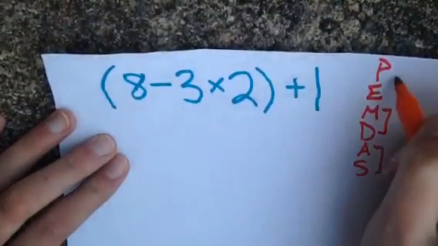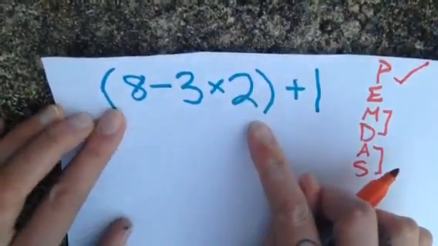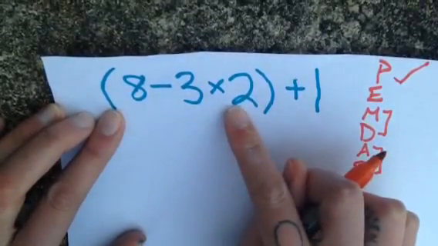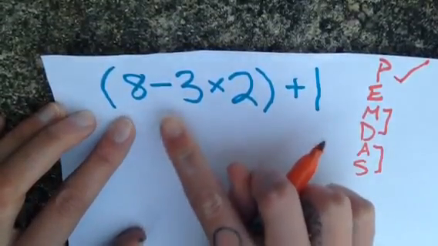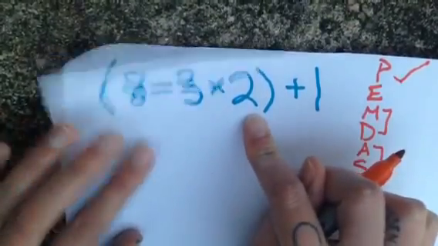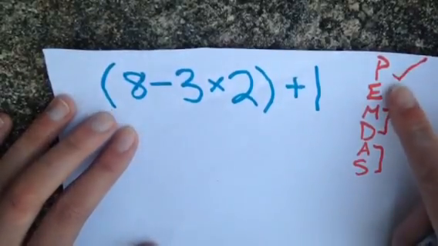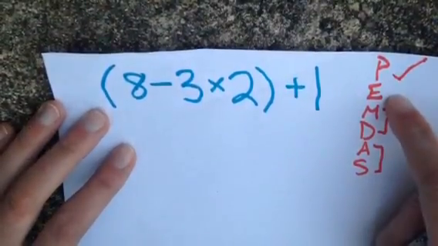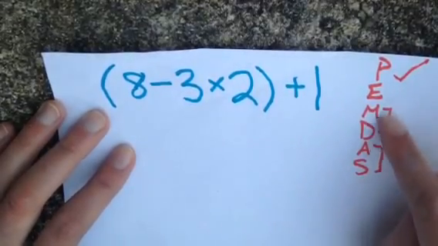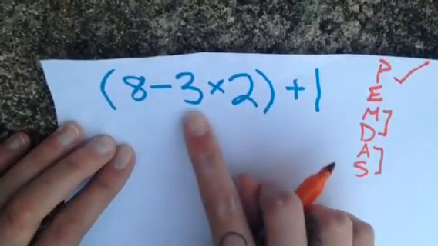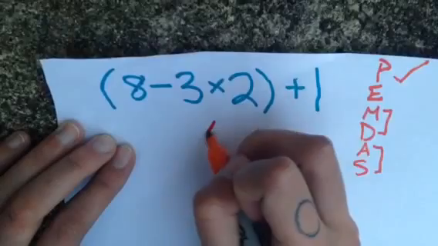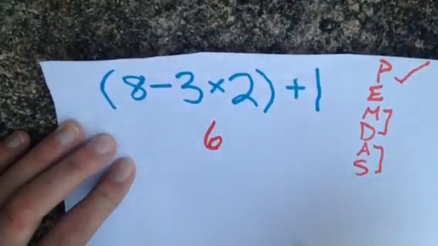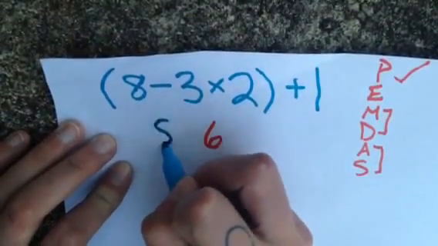First we look for our parentheses. We have parentheses in this problem, but there's still multiple steps inside of the parentheses. So now we go through our order of operations for inside the parentheses. There are no exponents, so we look for multiplication and division. We have multiplication, 3 times 2. That's 6. Then rewrite the rest of the problem around it.